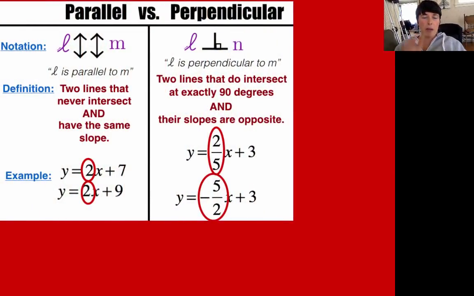Okay guys, so let's wrap this up. Just a quick summary here. You should have a nice T-chart in your notes of parallel versus perpendicular. We've got the notation, we've got the definition, we've got some examples. We talked about perpendiculars having opposite slope, which we call reciprocal slope. A lot of language in there, but hopefully you're able to follow all that, and we are going to practice a lot in class.